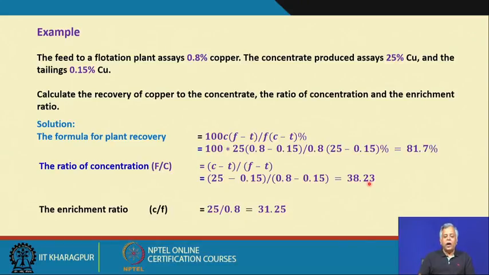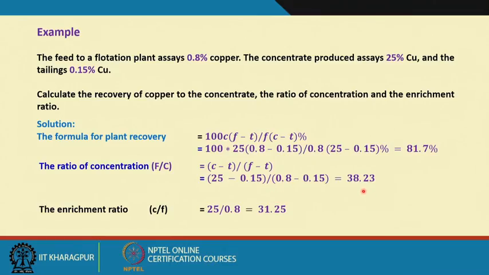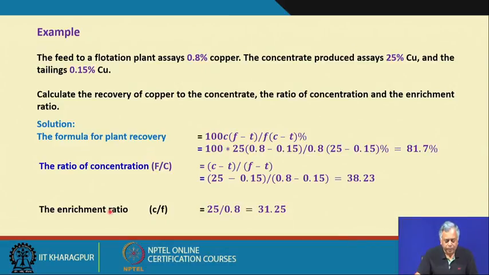That means you now have to transport 1 by 38th of the weight of the material you have already mined. That gives you an idea of how much material I have to handle per unit time, or how much transportation cost I should bear. The enrichment ratio, small c by f, is 25 by 0.8 because these values are given. So, it is 31.25.